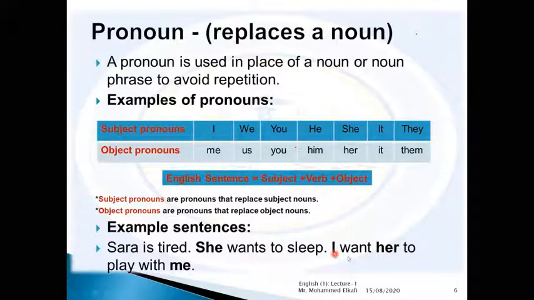Then I can add, I want her. Her refers to Sarah. I want her to play with me. Me, and me here refers to what? Me refers to I. Okay.